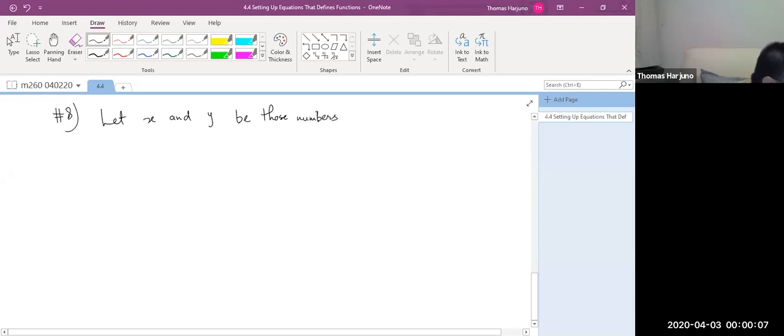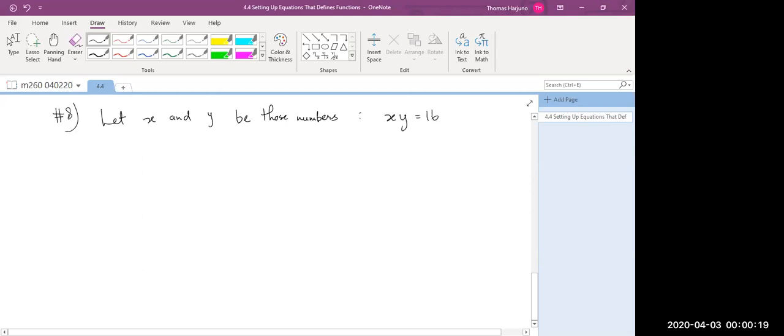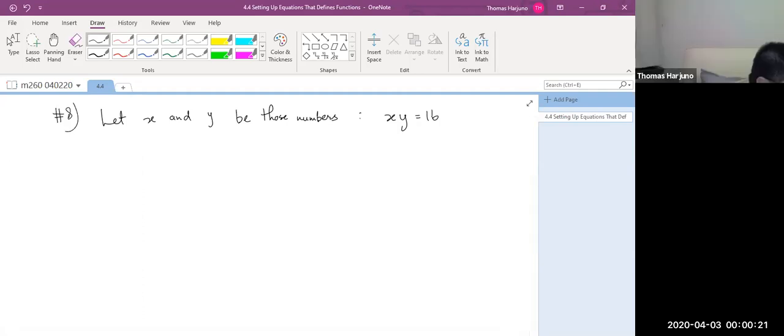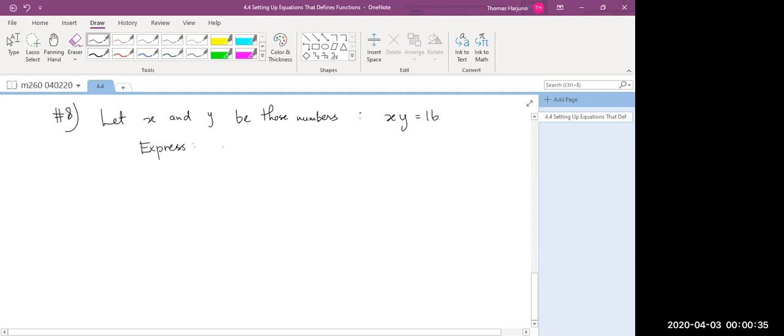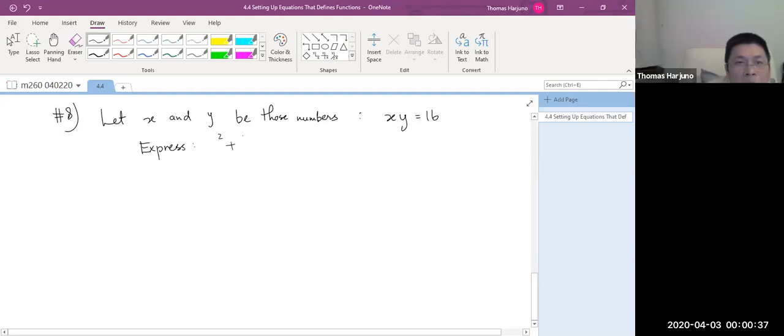The first sentence says that the product is 16. X times y equals 16. Express the sum of the squares of those two numbers as a function of a single variable. So what we want is to express the sum of the squares of those two numbers.